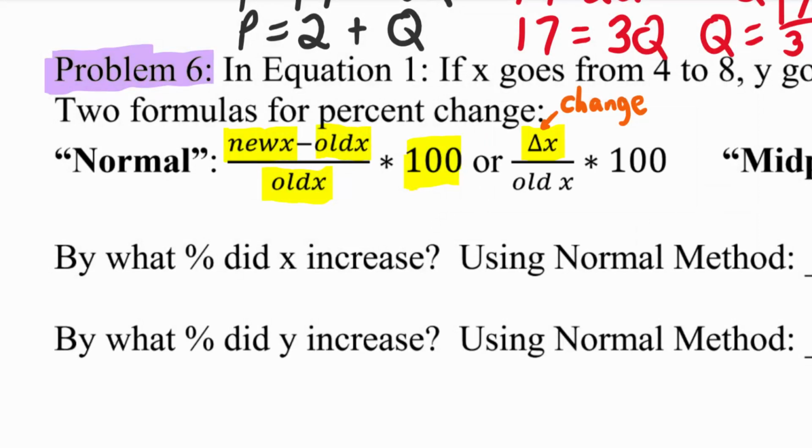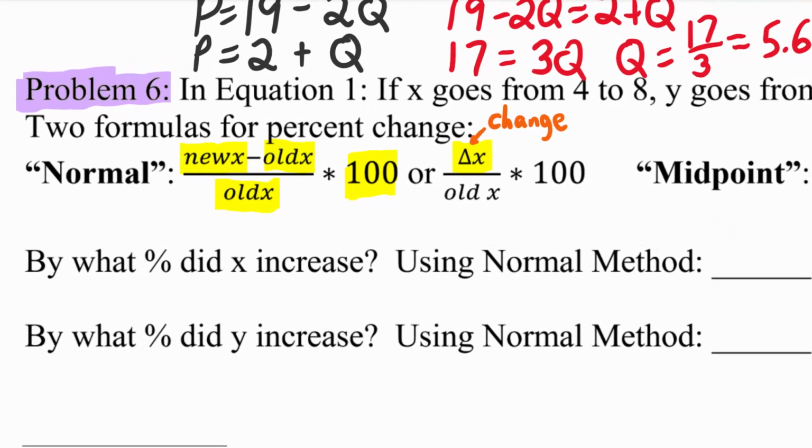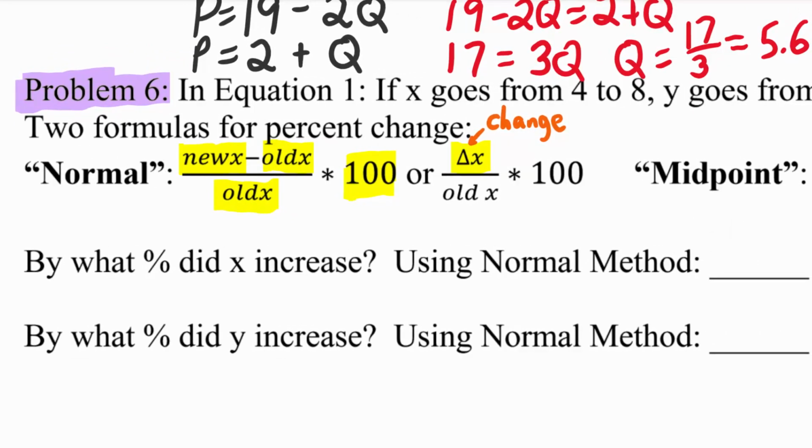Okay, well, let's calculate the percentage change in x and the percentage change in y using this normal method of calculating percentages. So if x is going from 4 to 8, 4 is going to be the old number, and 8 is going to be the new number, right? Because 8 is what it is now. So it goes from 4 to 8. 8 is the new number.